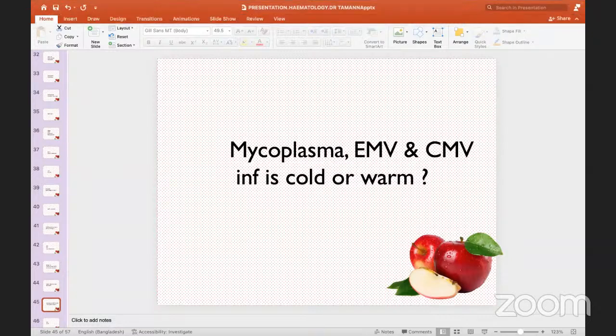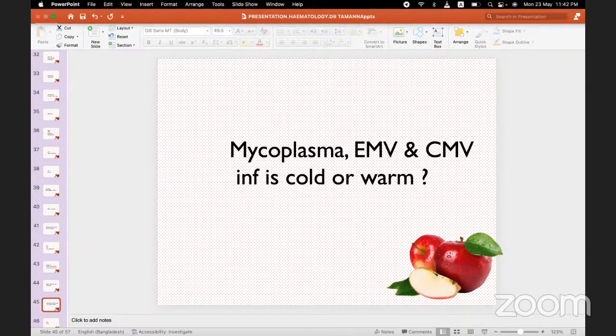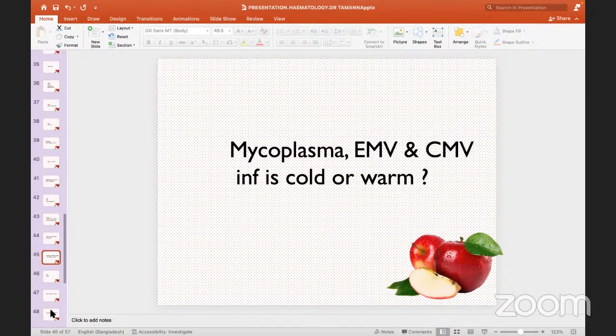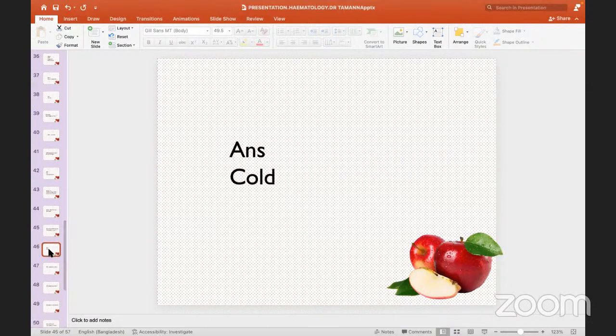So can you tell me, mycoplasma, Epstein-Barr virus, these are fast or slow? Fast. So, IgM variety or IgG variety? IgM. IgM variety. Very good.